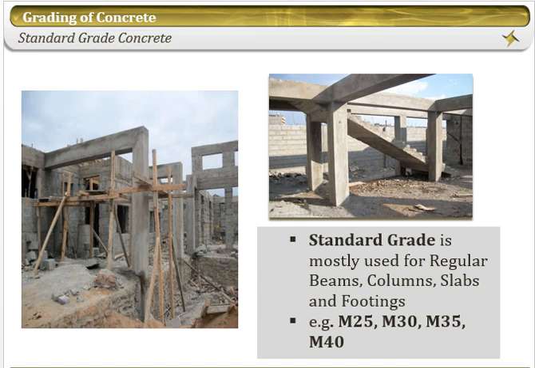Second is standard grade concrete. Standard grade concrete is mostly used in regular beams, columns, and slabs for footing. If we design our own house or bungalow, or apartments in local regions, not for very high-rise buildings or skyscrapers, then we use ordinary or standard grade concrete like M20, M30, M35. Here also, M25 represents the mix, and 25 is its characteristic strength after 28 days.